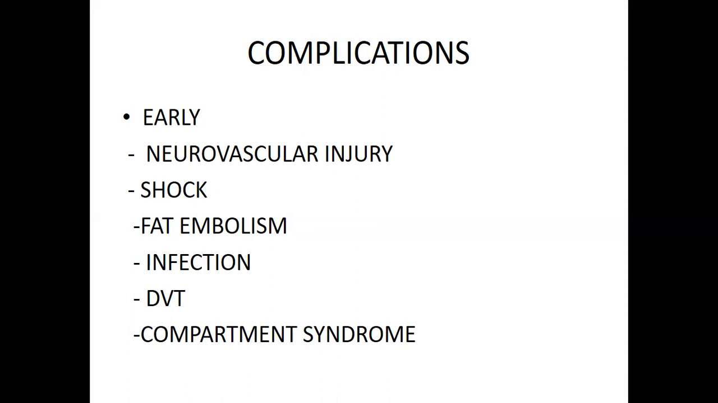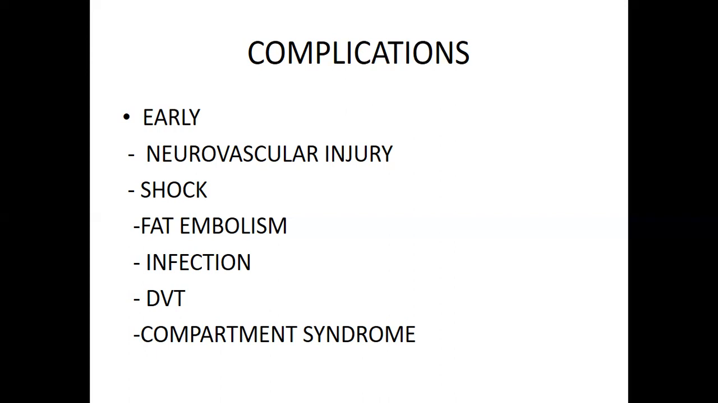Okay, you can also have shock, for those who have, like, a fractured femur. Once you have a fractured femur, you lose about 1 to 2 liters of blood. So if you have a bilateral femur fracture, you can lose as much as 3 to 4 liters of blood and the patient may go into shock, a hypovolemic shock. So hypovolemic shock is a complication following fracture.